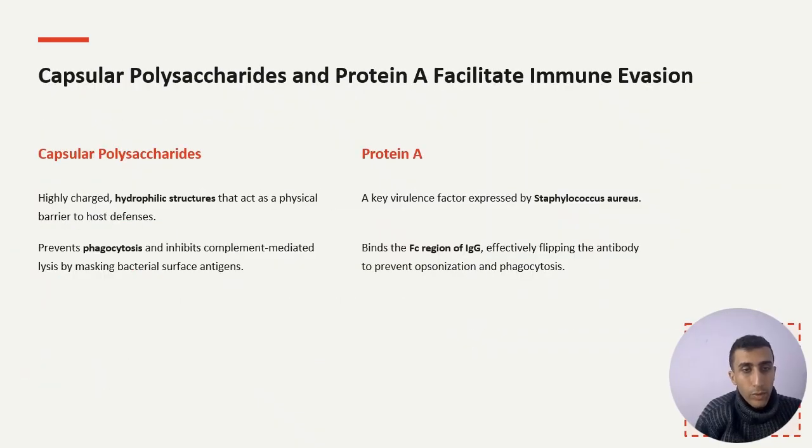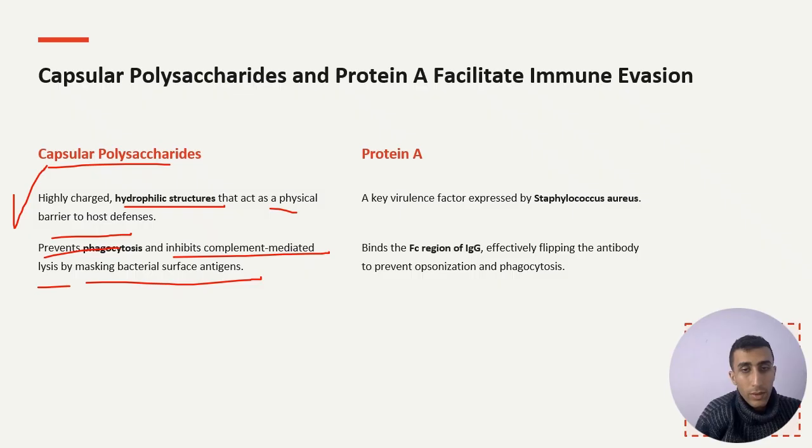And again, we've talked about the capsular polysaccharide and how it is an antiphagocytic virulence factor. It prevents phagocytosis and inhibits complement-mediated lysis by masking the bacterial surface antigens. You have to know that it is a highly charged, hydrophilic structure, and it acts as a physical barrier to host defense. We've talked about that already.